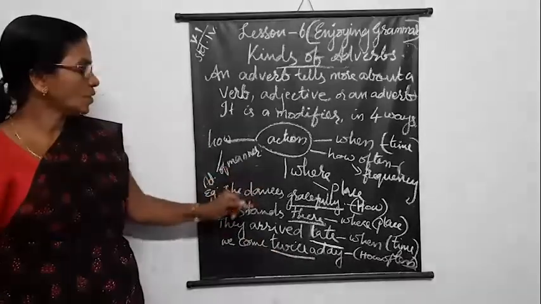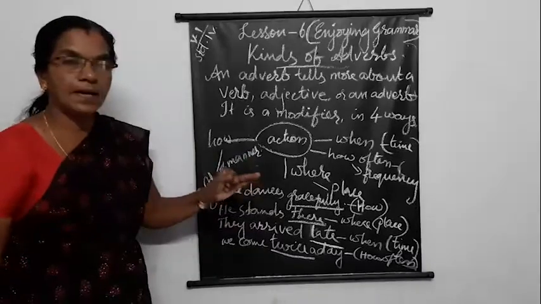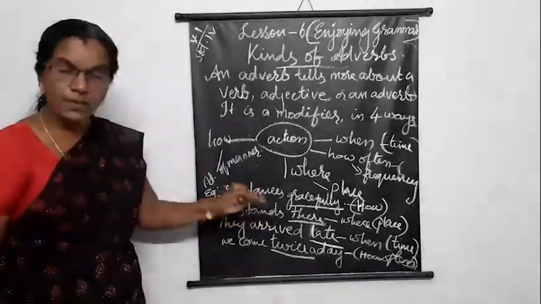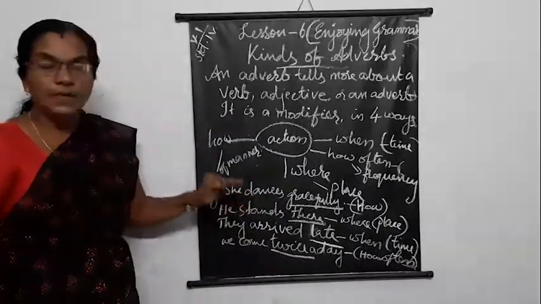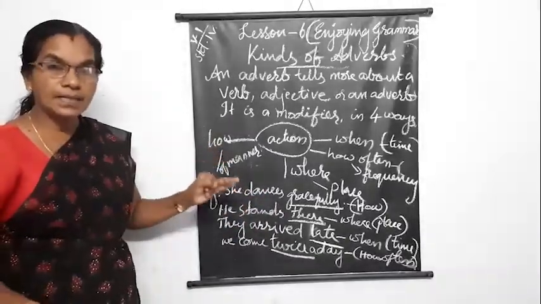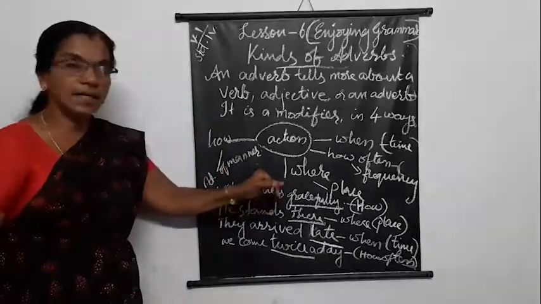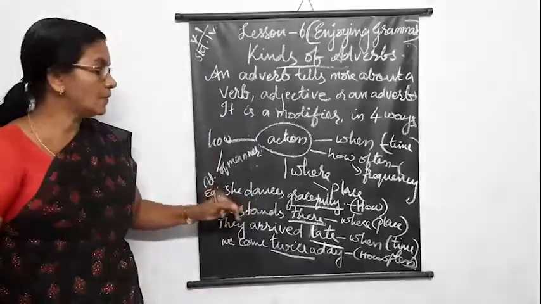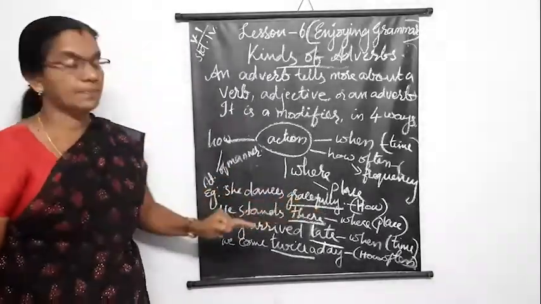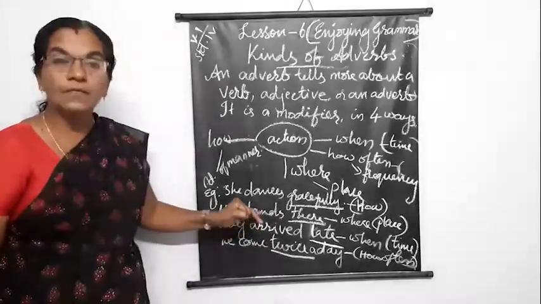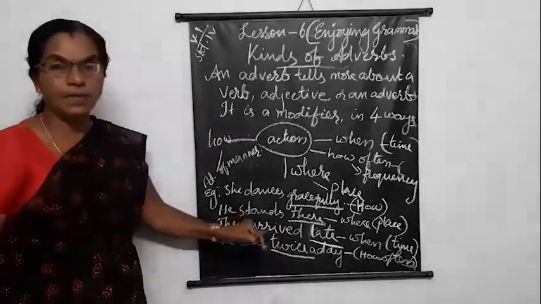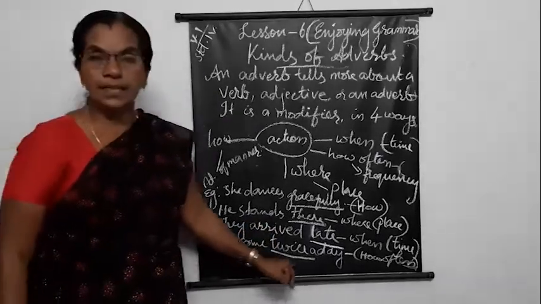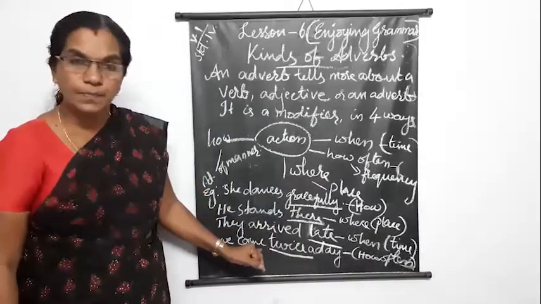Clear? So, adverb of manner. When we add ly to the word, we will get the adverb of manner. When we ask a question, how the action happens, we will get the answer. That is the adverb of manner. When we ask when the action happens, that is the adverb of time. And when we ask where the action happens, it is the adverb of place. How often the action happens, we will get the adverb of frequency.